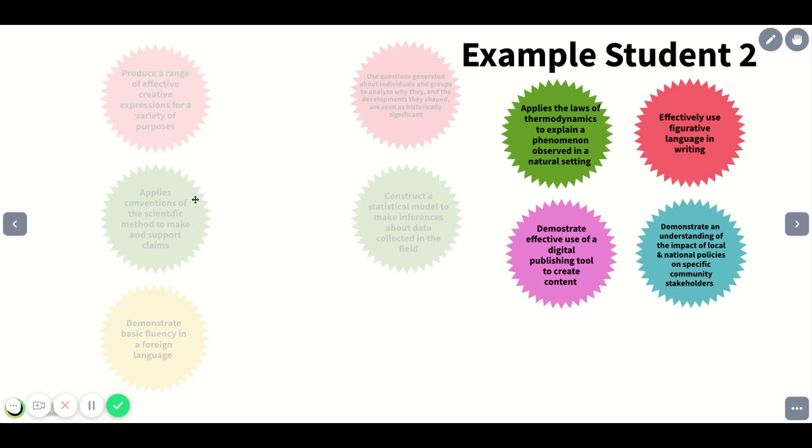And they're also disregarding right now the scientific method. Maybe that's something that they feel is better supported by their individual project or by a future project, but they just haven't aimed for that one right now.